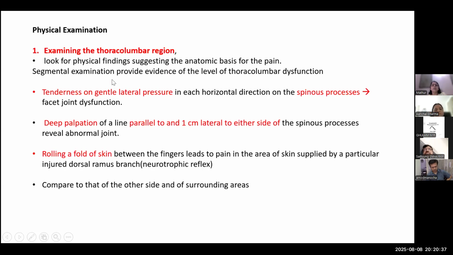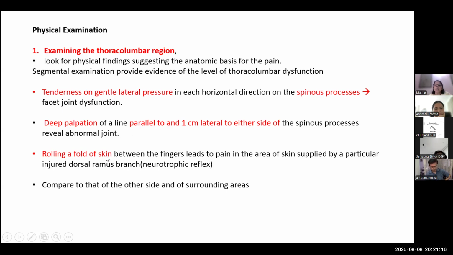As far as the physical examination goes, the first point is examining the thoracolumbar region. You look for physical findings which would suggest any anatomical basis of pain. Segmental examination could be done to provide evidence of thoracolumbar dysfunction. We would see tenderness on gentle pressure in each horizontal direction on the spinous process, which could indicate any facet joint dysfunction, or a deep palpation of the line parallel to and 1 centimeter lateral to either side of the spinous process would also reveal any abnormal joint.